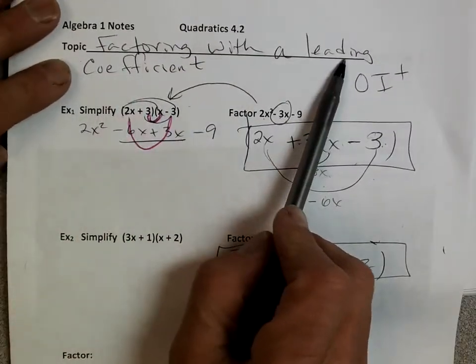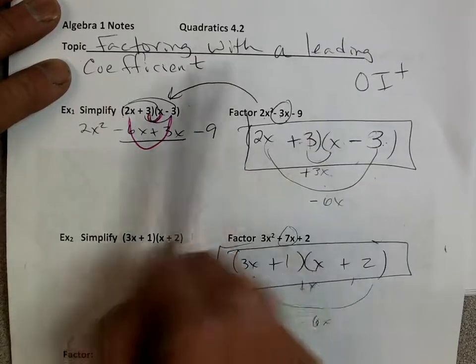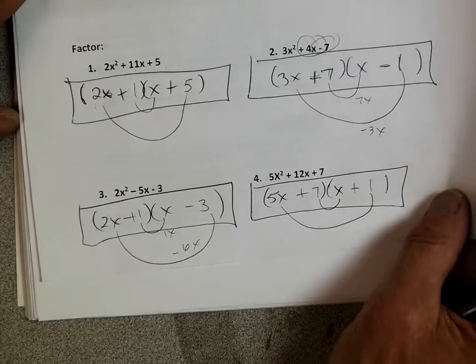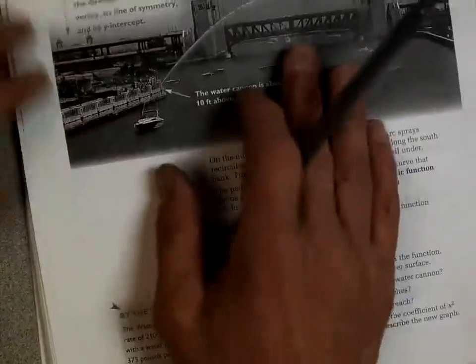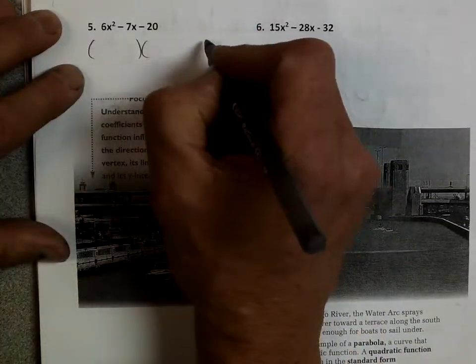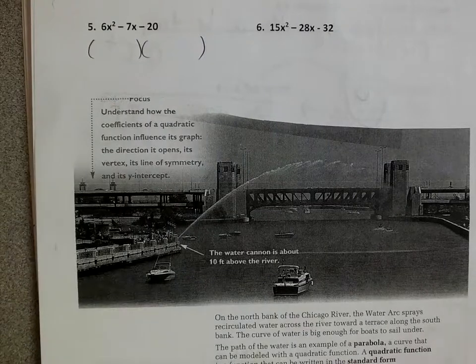Leading, here's this word, leading coefficient, which means a number in front of the exponent. Coefficient is just a number in front of a variable. That's all. Okay, turn the page, right? We got 2 more. Now, this one's a little harder, so I'm going to make sure I use my pencil.